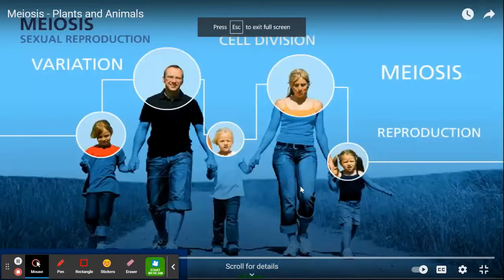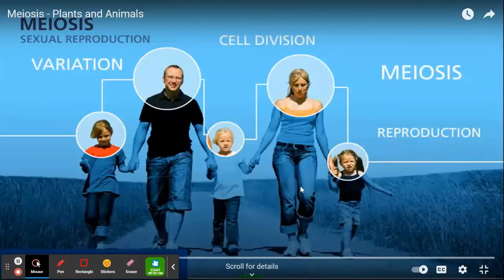Hi, this is Miss Michael, and I'm going to go over the process of meiosis, which is a process that occurs in sexual reproduction of organisms. Meiosis is a process that shows how we get variation of traits.